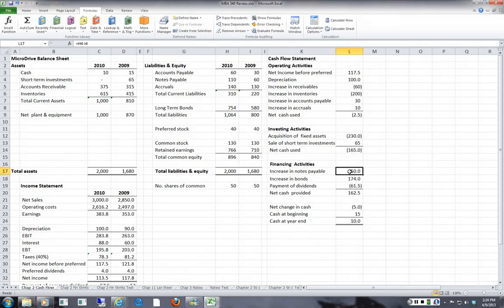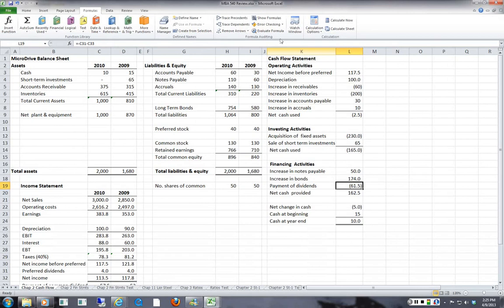Now we've got financing activities, and one of the things we have is an increase in notes payable. It goes from 60 to 110. That increased cash flow. Increase in bonds goes from, I've got to hit that right, I'm sorry, I'll do that right this time. Okay, it goes from 580 to 754. That's a $174,000 increase in cash flow. So basically, they've increased their fixed assets, and they paid for a lot of it by this increase in bonds.